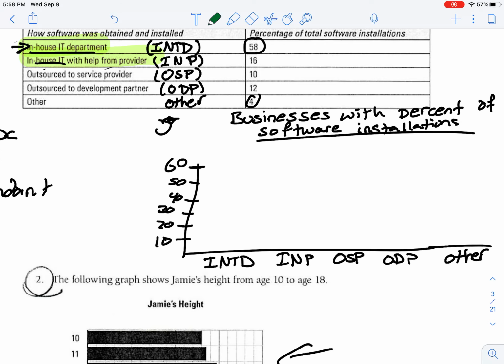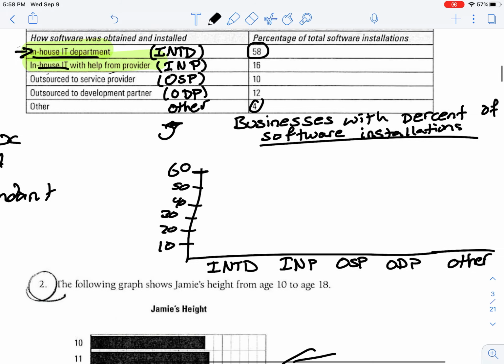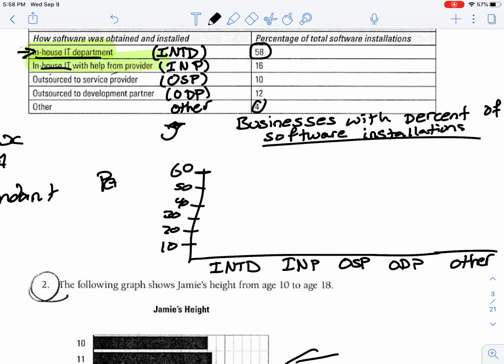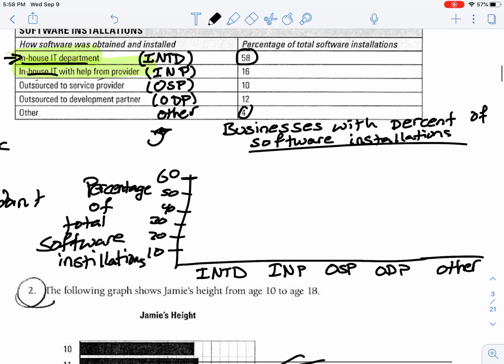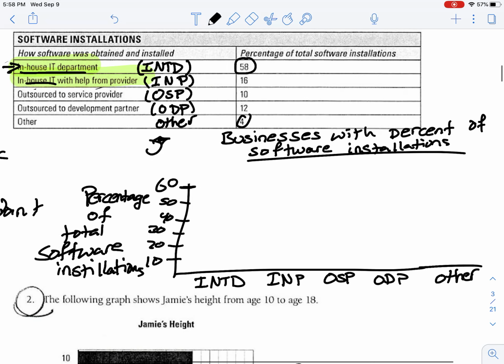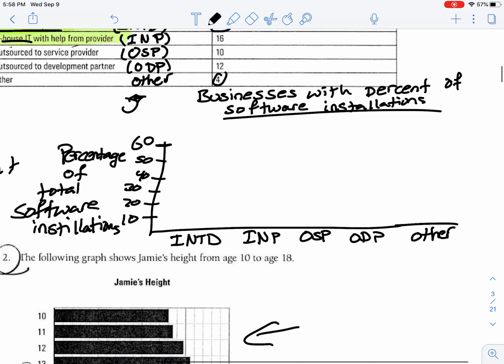One thing I forgot to do is title these guys. So I have my title for the whole graph, but what's this side thing? Well, this side is percentage of total software installations. What's this on the bottom? This bottom is how software was obtained and installed. So this is just software providers. Okay, so we have our titles now.